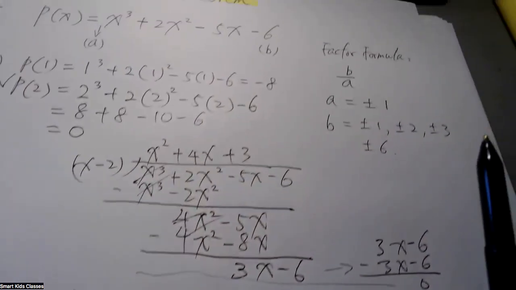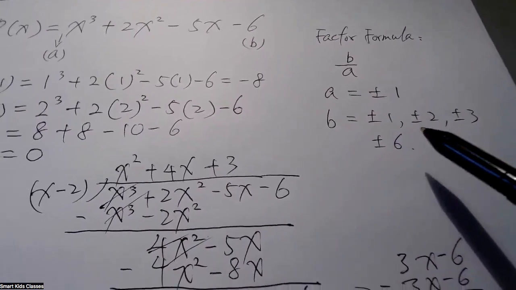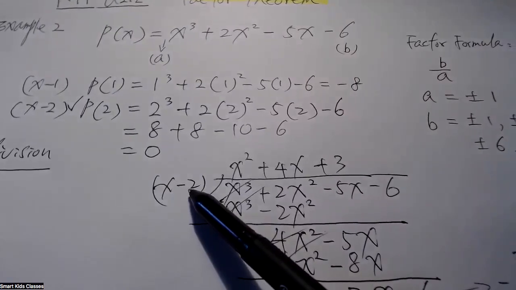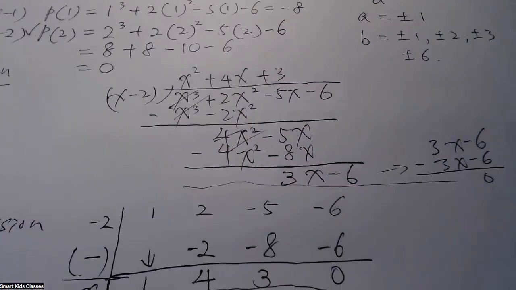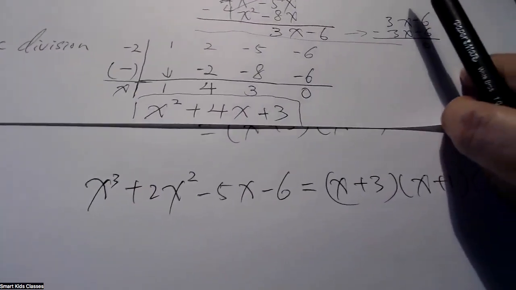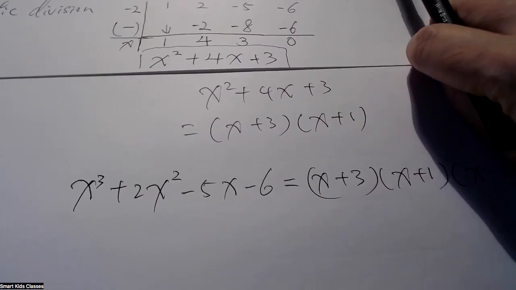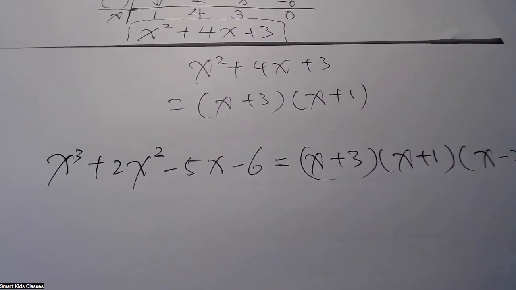So how to use the factor theorem? Use b over a, find the factor for a, so x minus 2, to get it fully divided using synthetic division. Whatever is left is a quadratic, and you factor it in the quadratic format. Well done. We are going to do the next example.